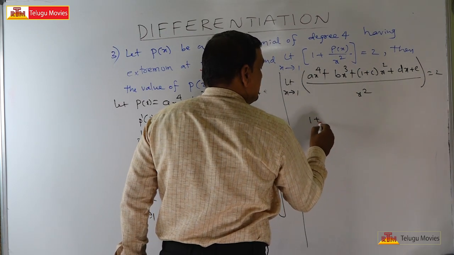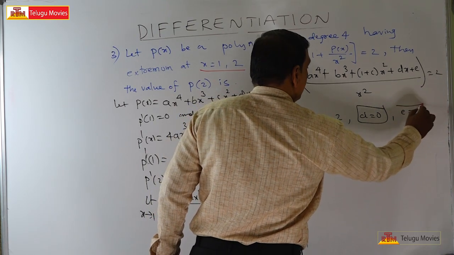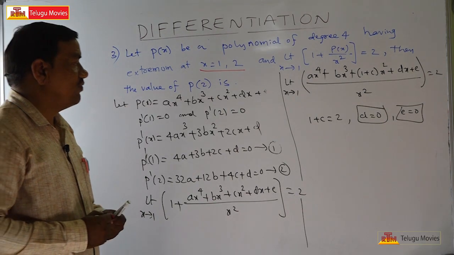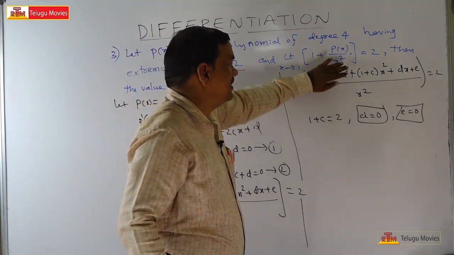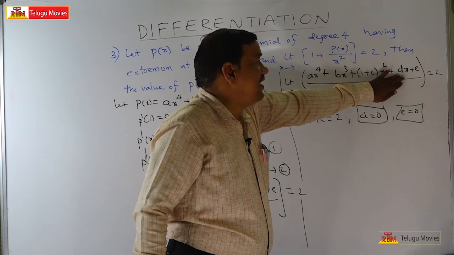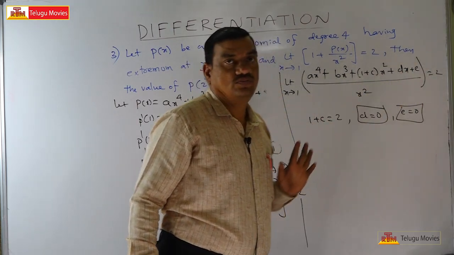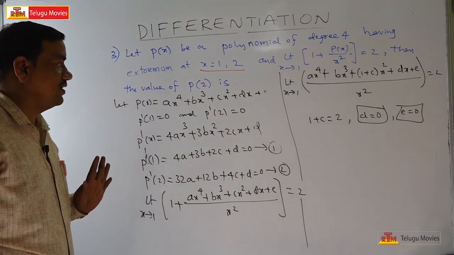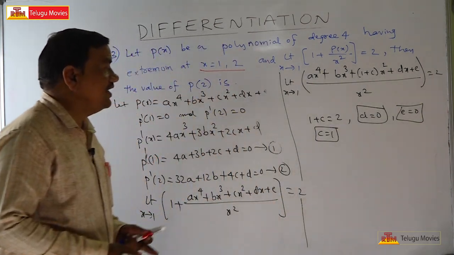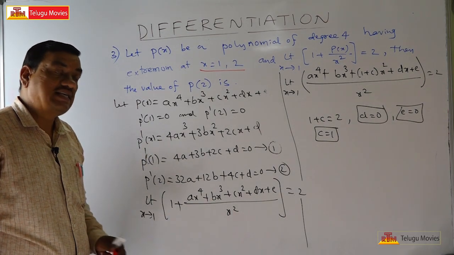Here 1 plus c value should be 2, d value should be 0, and e also should be 0. Then only you will get the limit value 2. Whatever may be the a and b values, we will get them afterwards. So if you get 1 plus c value is 2, and d value 0 and e value 0, then x square will get cancelled, you will get a 2. Understand this, that is the first thing you have to get. So from this c is equal to 1, d is equal to 0, e is equal to 0. Now substitute those values in the first and second equations.